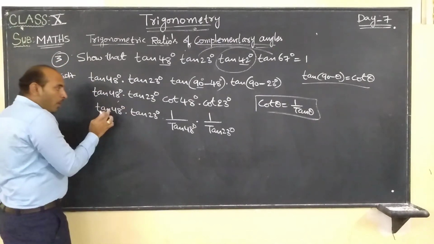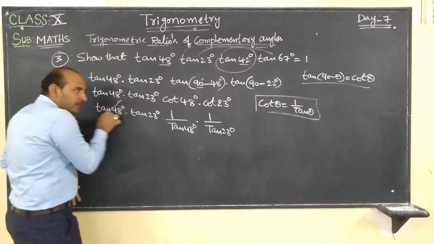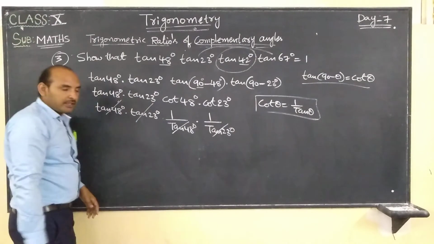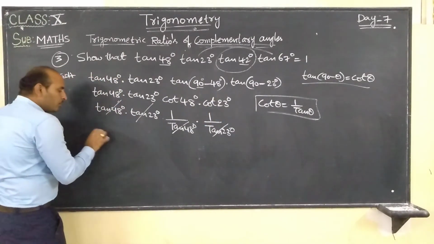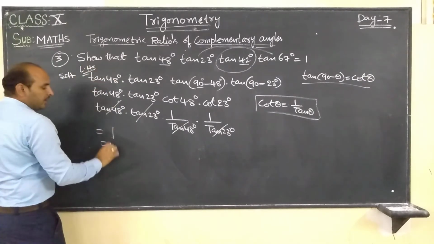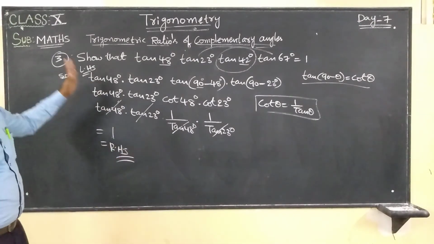All the values, remember, are in a product. So tan 48 cancels, tan 23 degrees, tan 23 cancels. So all the values give 1 into 1 into 1 into 1, which is equal to 1. So this is the LHS, this is the RHS. This is the solution of problem number 3.